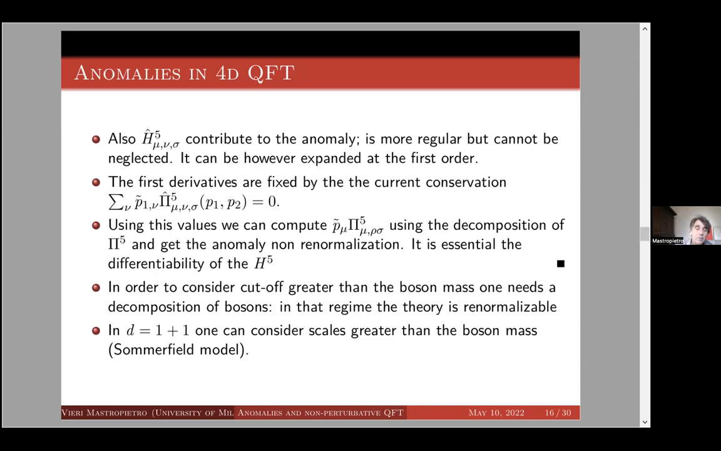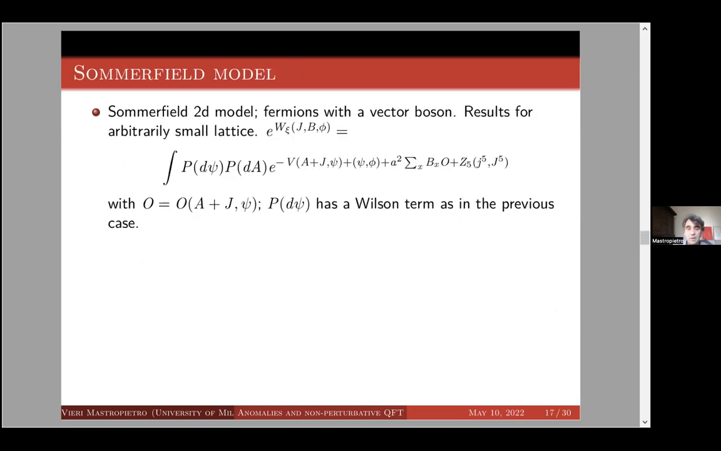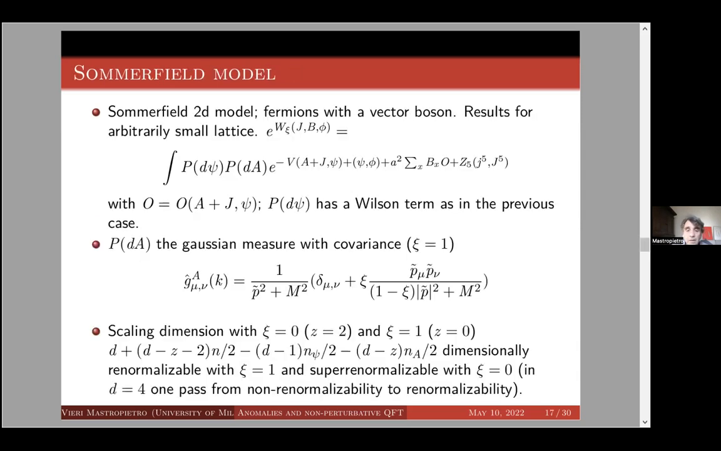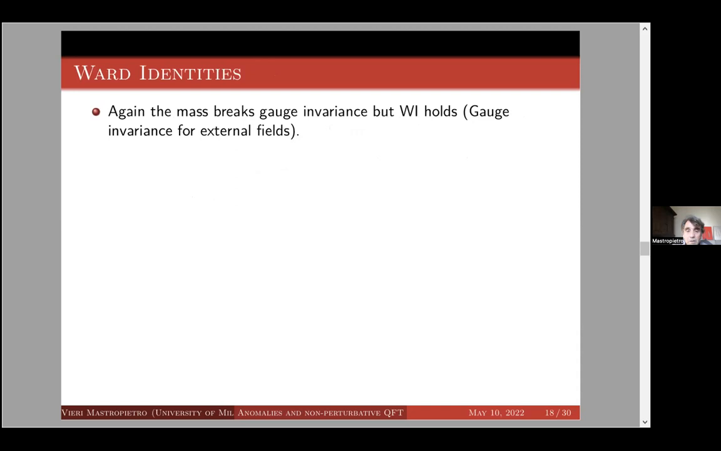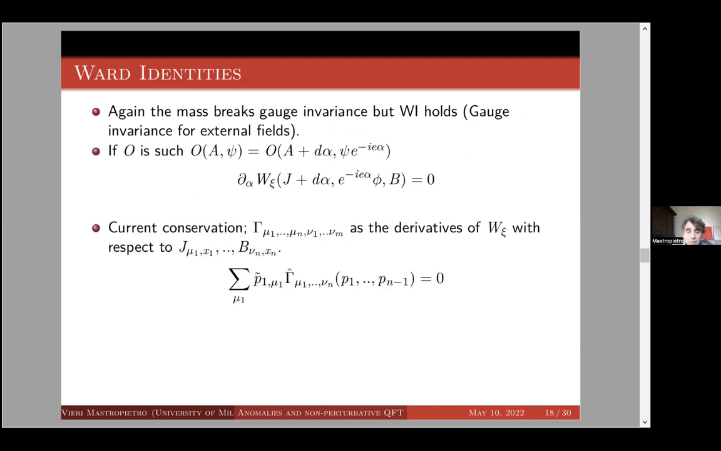So let me consider D plus one plus one. In D plus one plus one, the ultraviolet properties are much better. We can go to energies much higher than the mass. So the model is the same. It is a very famous model. It is called the Sommerfeld model. It was introduced in the 64 at least.